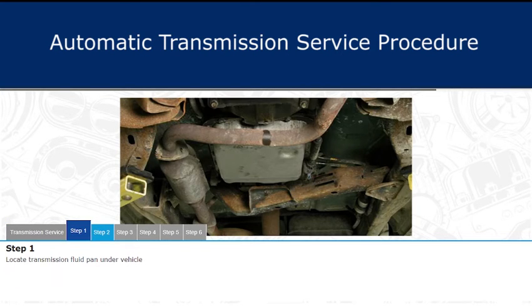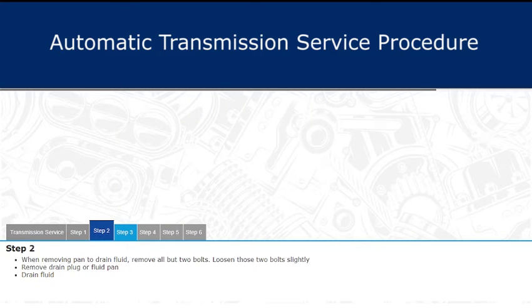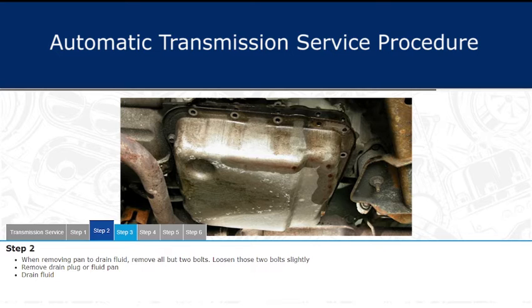Locate the transmission fluid pan under the vehicle. When removing the pan to drain fluid, remove all but 2 bolts. Loosen those 2 bolts slightly. If equipped, remove the drain plug to drain the fluid. Otherwise, carefully remove the fluid pan.